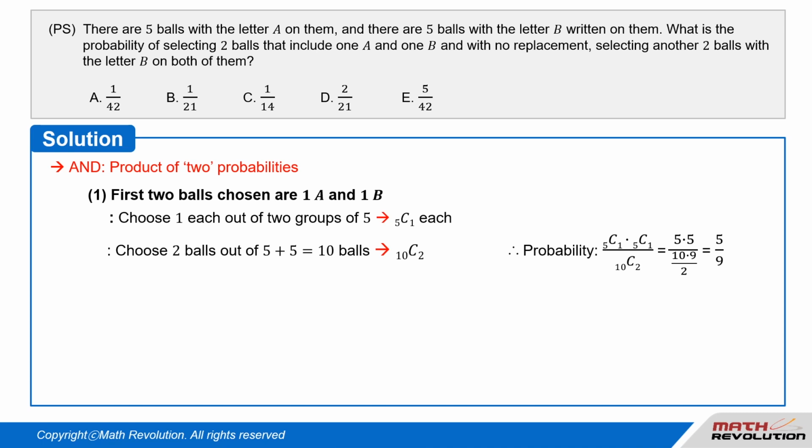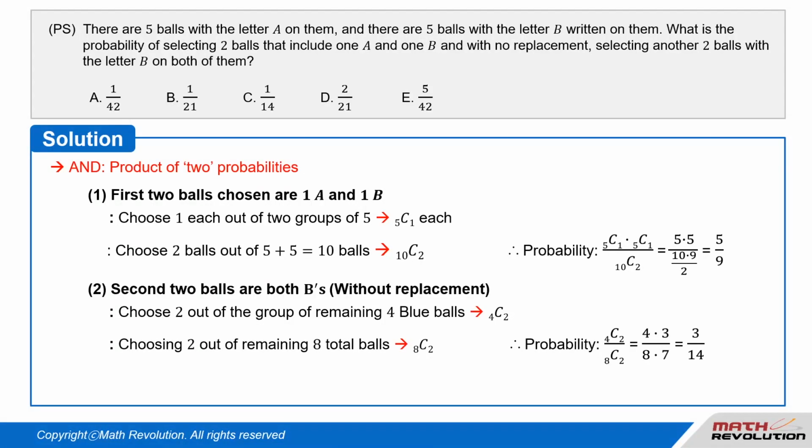We can choose one each out of the 2 groups of 5 in 5 choose 1 ways, and the total ways to choose 2 balls out of all 5 plus 5 equals 10 balls are 10 choose 2. Therefore, the probability is 5 choose 1 times 5 choose 1 over 10 choose 2, which is equal to 5 times 5 over 10 times 9 over 2, which is equal to 5 over 9.